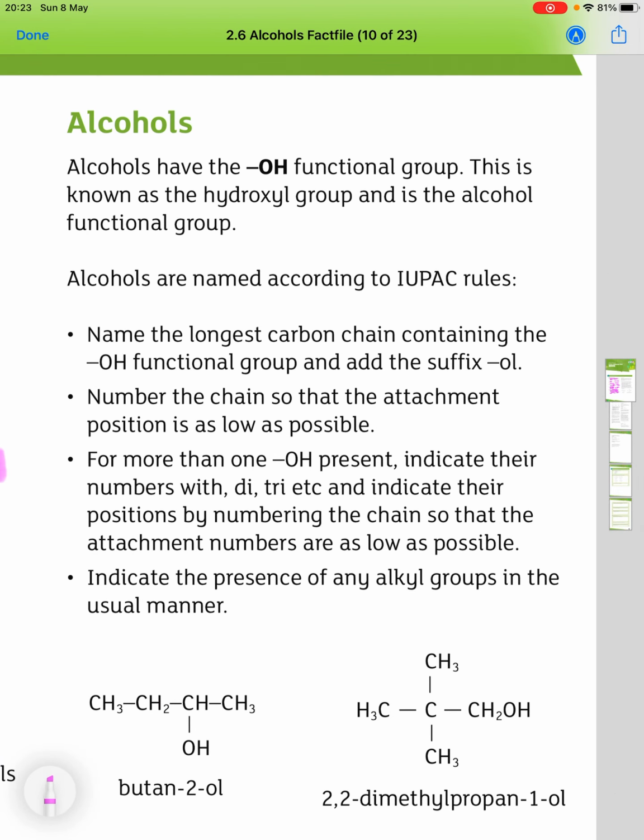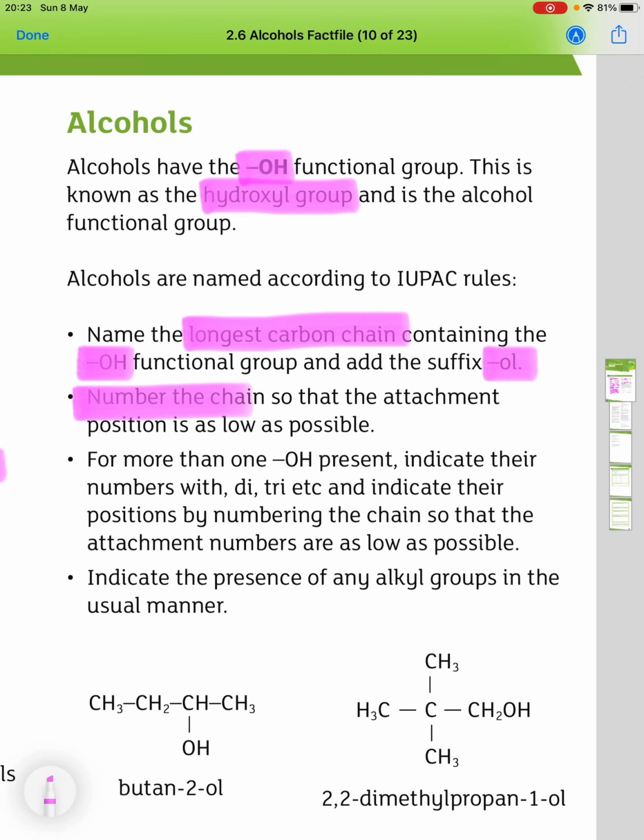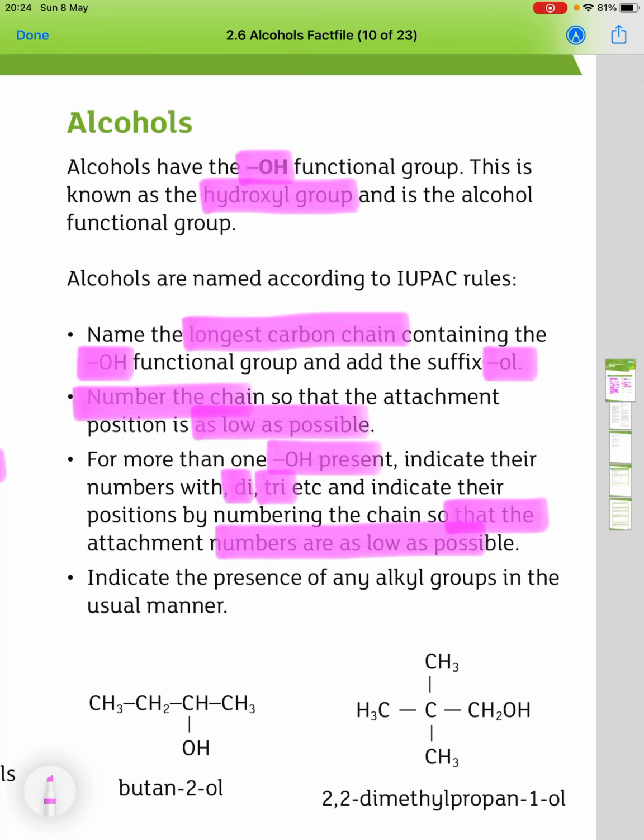So alcohols, as you know, all have the functional group OH, which is known as the hydroxyl group, and they're named according to the IUPAC rules. So as usual, you name the longest carbon chain containing the hydroxyl functional group and add the suffix "ol". Then you number the chain so that the attachment is as low a position as possible. And for more than one OH group present, you indicate their numbers with di, tri, etc. and indicate their positions by numbering the chain so that the attachment numbers are as low as possible. And then you indicate the presence of any alkyl groups in the usual manner.